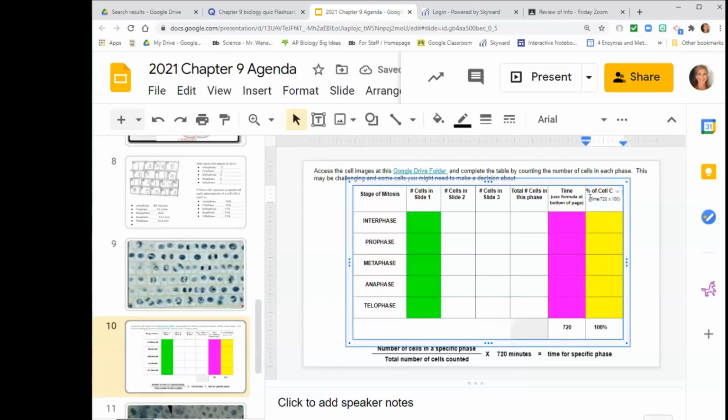So notice when we did the last slide, we took the number of cells in a phase, like how many in metaphase, and we divided that by the total number of cells. That gave us the percentage, and we multiply it by 100 to make it a percent.